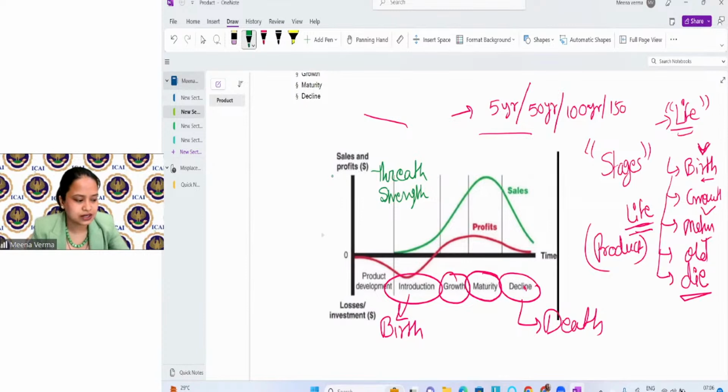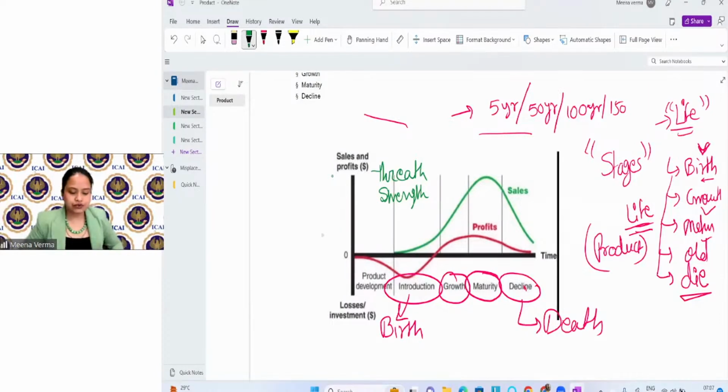Because you can see here, in every stage, the product will pass through different stages. And in different stages, the product has different types of strength, different types of weakness, different types of threat. So accordingly, depending upon all these things, the company will have to make the strategy, right? The company will have to make strategies accordingly.